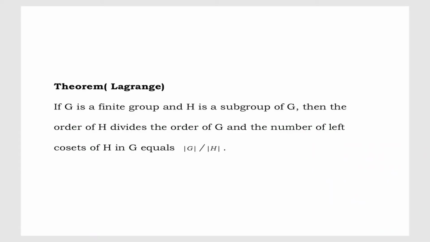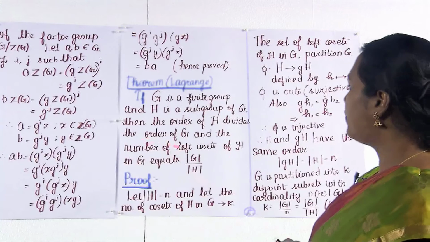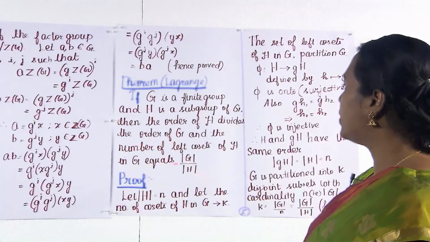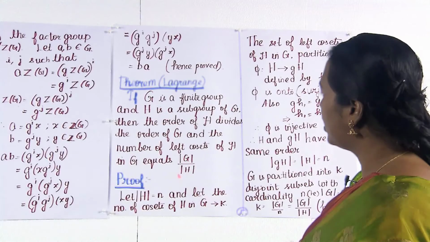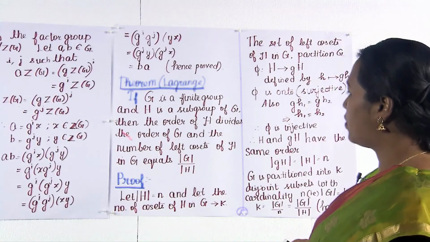Next, we shall see one theorem, Lagrange's theorem, an important theorem. If G is a finite group and H is a subgroup of G, then the order of H divides the order of G and the number of left cosets of H in G equals cardinality of G divided by cardinality of H, or in other terms order of G divided by order of H.